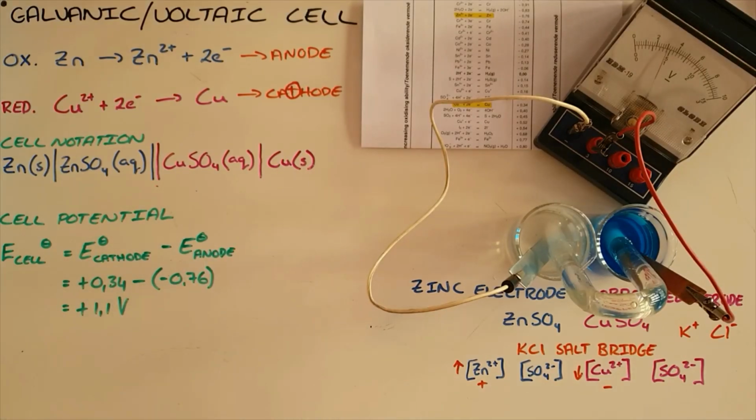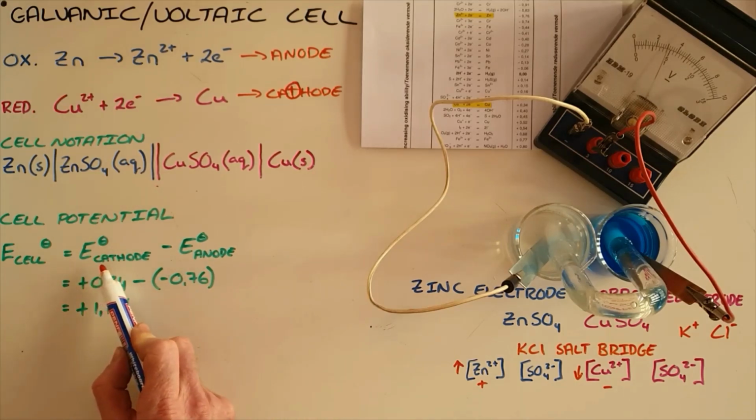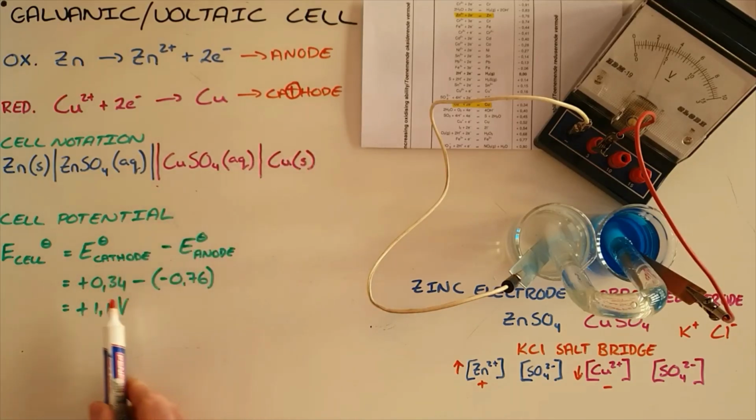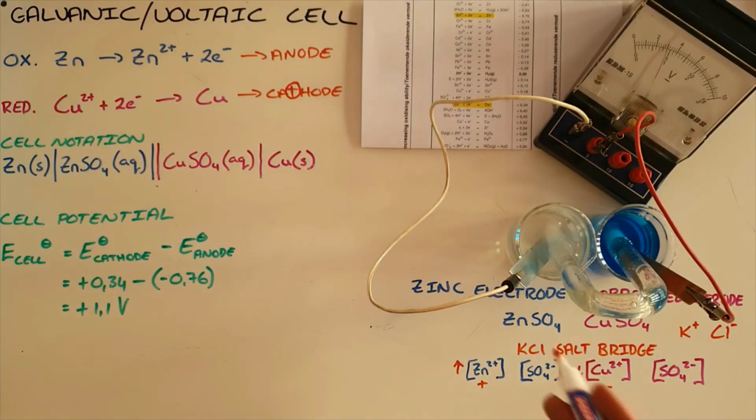We can calculate the standard cell potential using the following formula. The cell potential is equal to the half cell potential of the cathode minus that of the anode, which can be read off this table here, and we find that we get a positive cell potential, which indicates that this is a spontaneous reaction, that in ideal conditions, under standard conditions, this should yield 1.1 volts. As we can see on the voltmeter here, it is slightly below that. That would be mainly due to a change in concentration, or the concentration being below what is considered a standard condition.